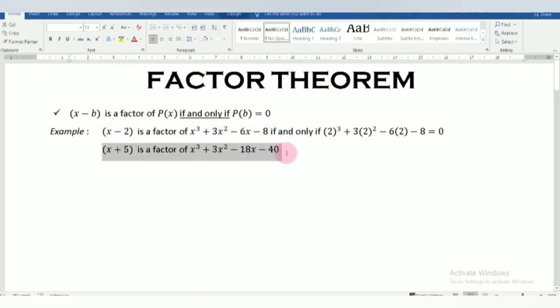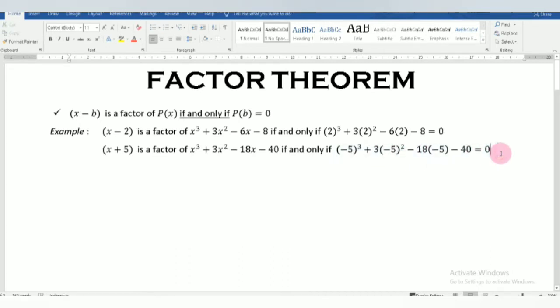So if I use another example, x plus 5 is a factor of this polynomial, x cubed plus 3x squared minus 18x minus 40, if and only if the zero of this factor, which is minus 5, when I replace x by minus 5, gives 0. So this first definition is for this kind of factor, as simple as x minus 2, x plus 5, x minus 10, and so forth.